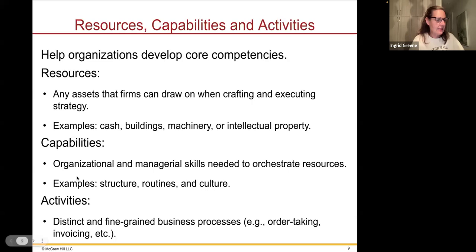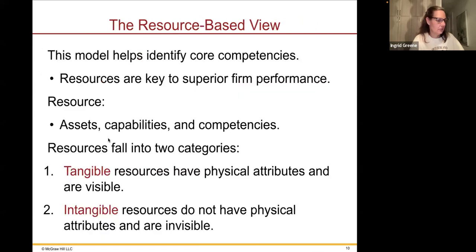And then we have the activities here. These are distinct and fine-grained business processes, order taking, invoices, and et cetera. And so we're going to talk in the next slide a little bit more about resources. And so this is again now, as I said, deep diving with the resource-based view. This is how to identify core competencies. So they're key to superior firm performance.